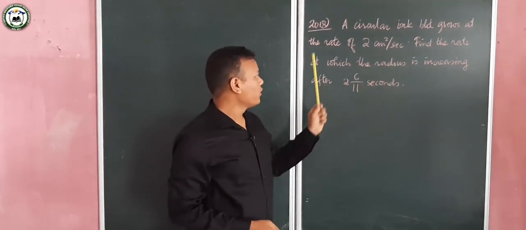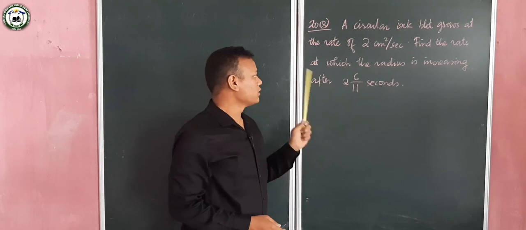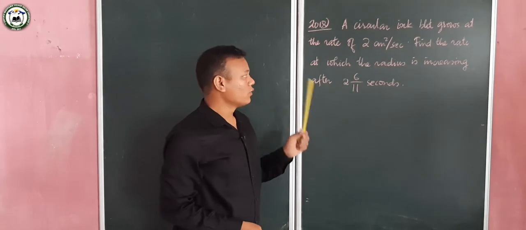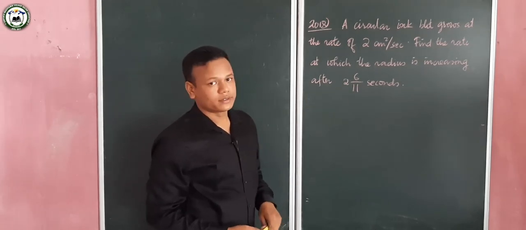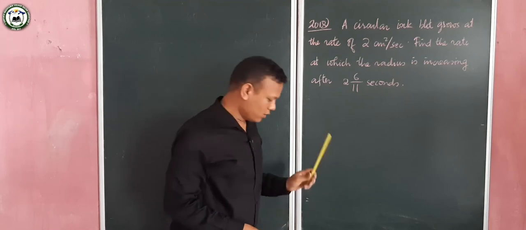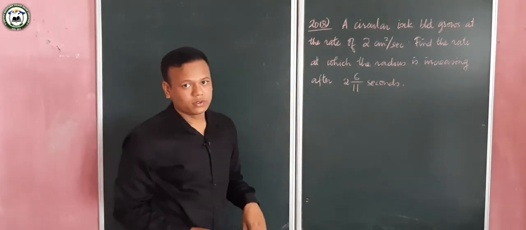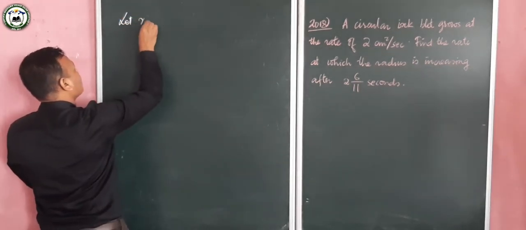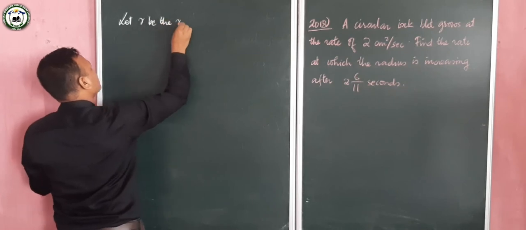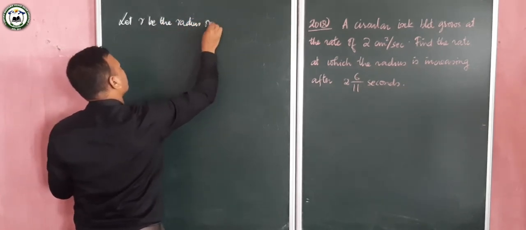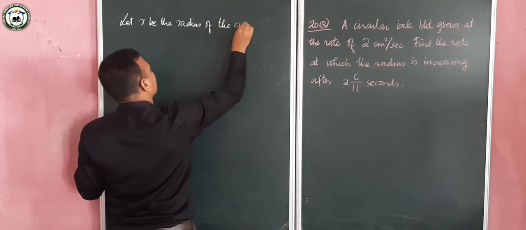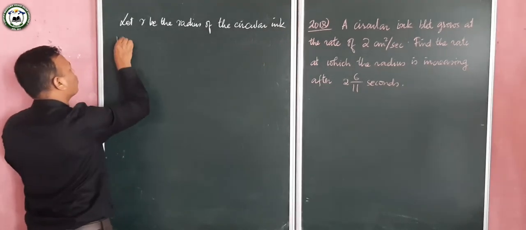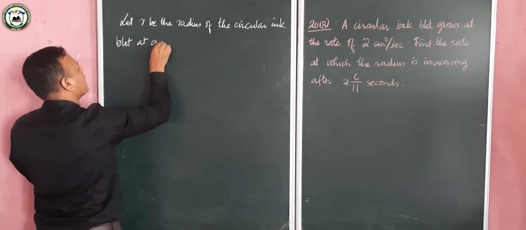Right, find the rate at which the radius is increasing after 2 and 6 by 11 seconds. So we need to find the rate of change of radius with respect to time. Okay, now let r be the radius of the circle. Okay, so let me write, let r be the radius of the circular ink blot at any instant t.